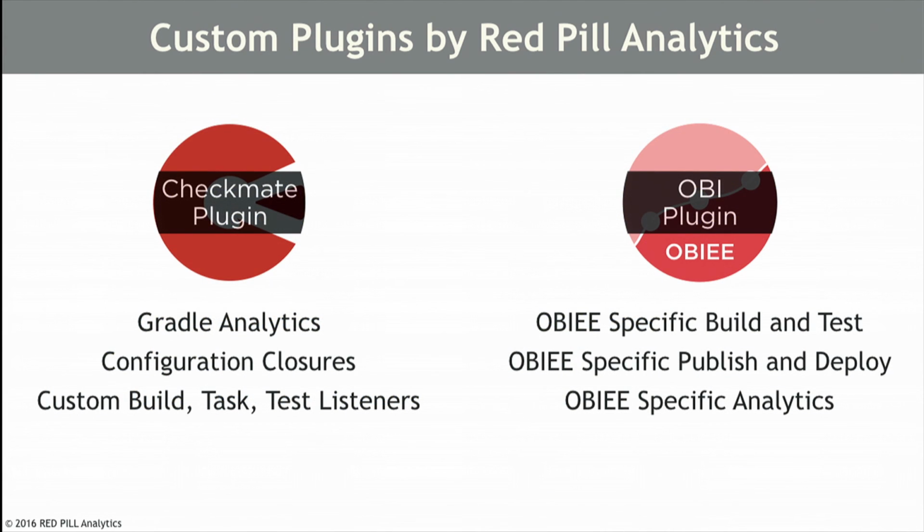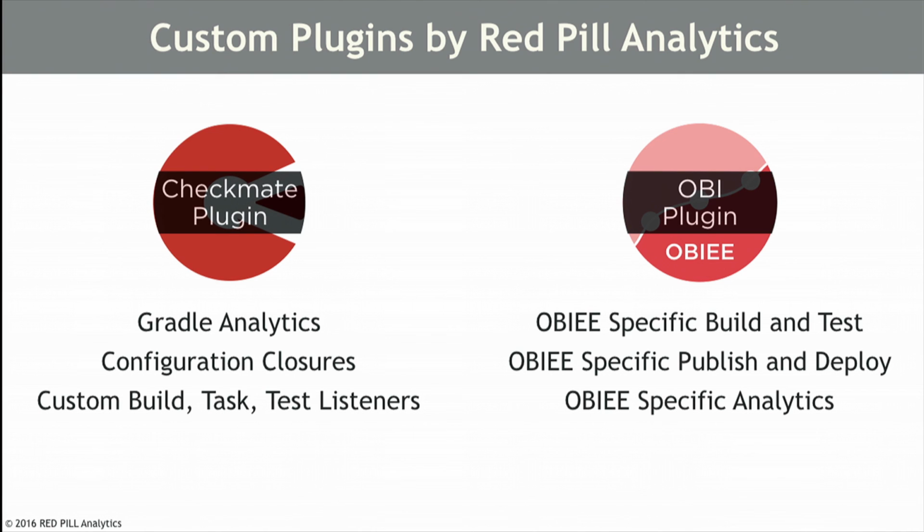So these are our two plugins. We actually have a couple more in development, but we have sort of a core plugin we call Checkmate. This works for any Gradle build. It's not specific to our OBI plugin. And this is what enables that analytics, those screens you saw. Some basic configuration stuff. And we do a lot of this with build, task, and test listeners. Okay, so the analytics is just a test listener that streams data to the cloud, or a task listener, or a build listener. Then when you look at our OBI plugin, that's more of the OBI functionality.